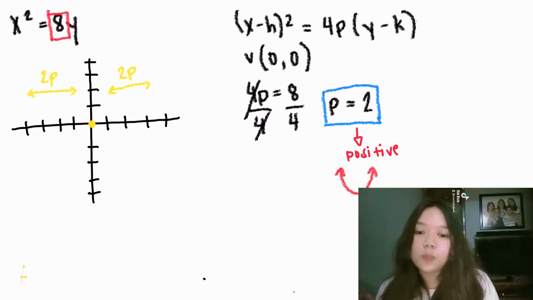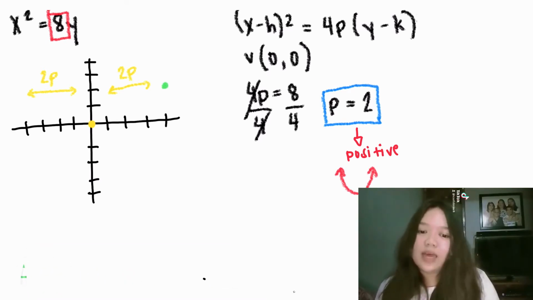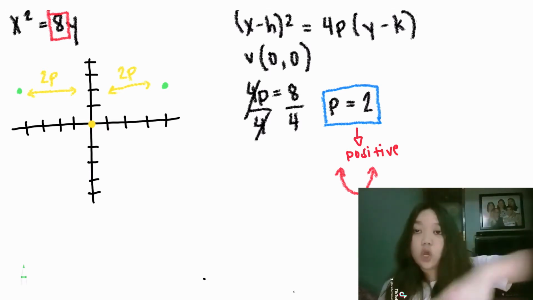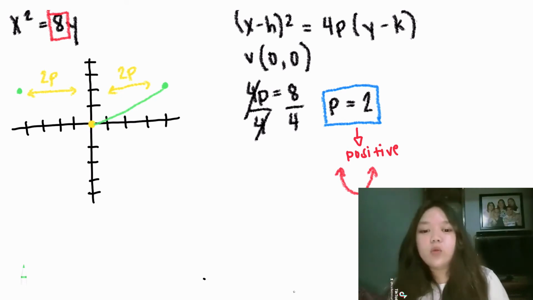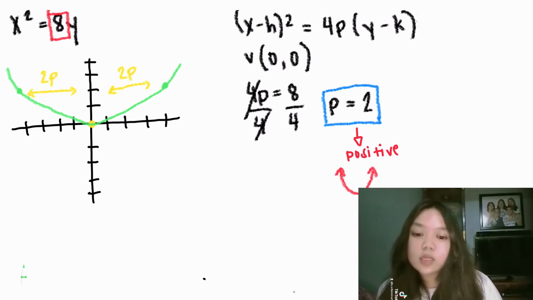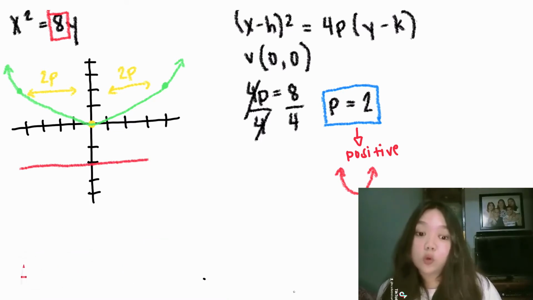Then we're gonna put green dots beside the ends of those 2p. So as you can see here, there's a green dot, then the green dot, and that's the opening of our parabola. Then we're now gonna draw our parabola from the vertex, passing through the green dots to represent the 4p. And then after that, we're now going to solve the focus.